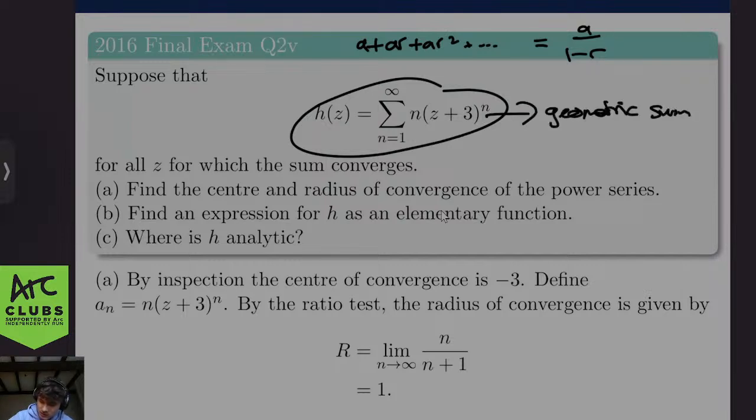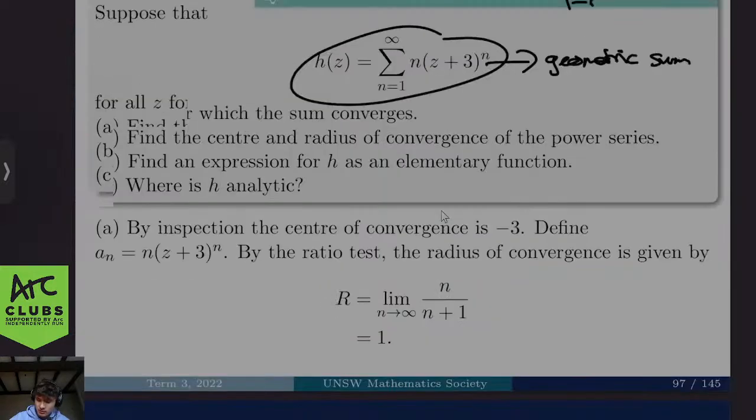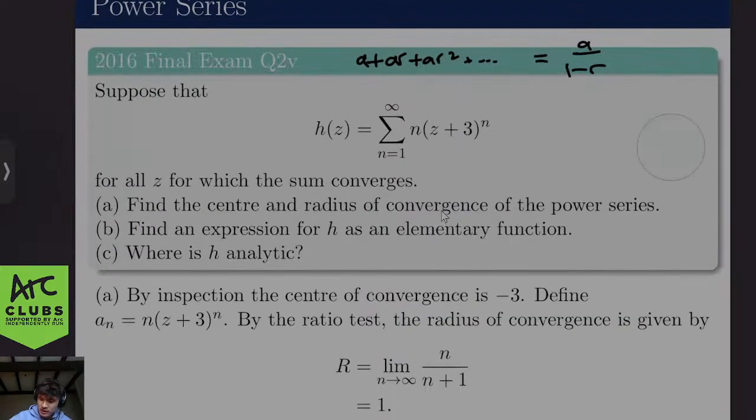Now we need to look at, okay, what's the problem? Why is this not a geometric sum? The answer is because of this n. It looks like (z plus 3) plus 2(z plus 3) squared, and so on. And so we need to get rid of that n.